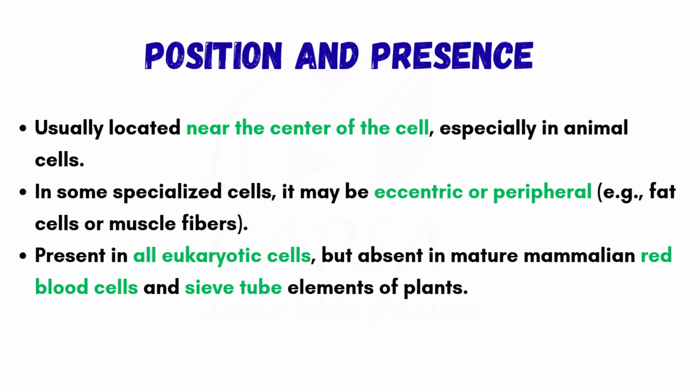The position of the nucleus is usually central in most cells, especially in animal cells, where it balances internal activities. However, in some specialized cells like fat cells or muscle fibers, it may shift to the periphery to accommodate other structures. It is found in all eukaryotic cells, meaning cells with internal membranes, but it is absent in certain mature cells like red blood cells in mammals and sieve tube elements in plant cells. So these cells sacrifice their nucleus for enhanced functionality like better oxygen transport or food conduction.